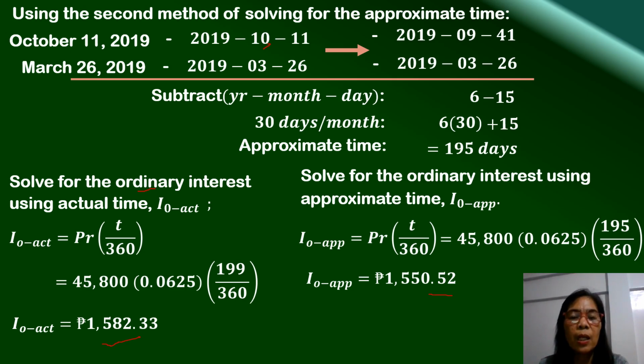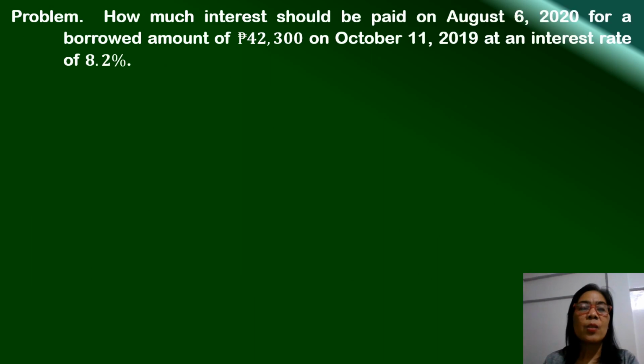So if we look at now the computed interest, you will notice that the ordinary interest using the actual time will give us a higher interest. This is because the actual number of days will always be greater than the approximate number of days. Let us solve the problem.